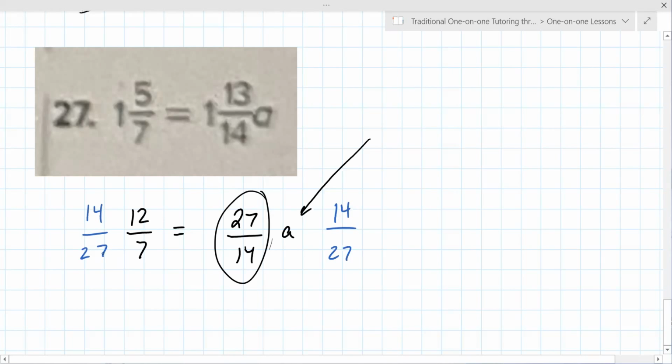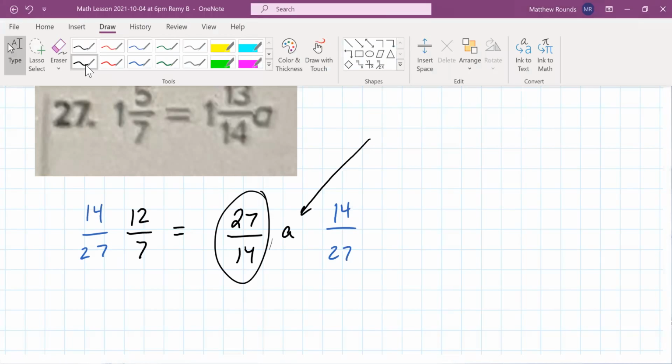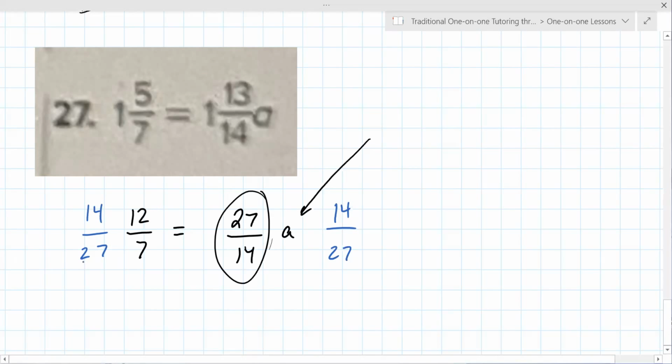All right, I got my answer. Okay. So notice on the left side here that 3 goes into 27 and 12. And 7 goes into 14. So that leaves you with 8 over 9. Okay. Yeah.